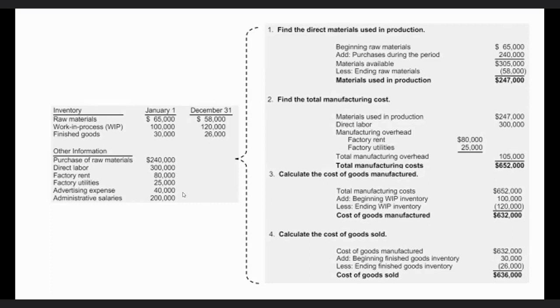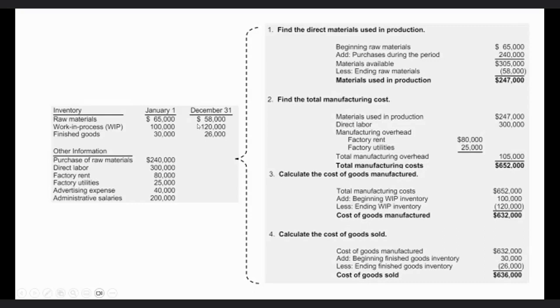Please pay attention to the screen, and then we'll consider the table here. First, we have the example on the left of your screen. We have some figures about the inventory and some other information here. On the first day of January, raw material will be $65,000, work in progress, WIP, will be $10,000 and finished goods, $30,000. And then we also have some figures on December the 31st.